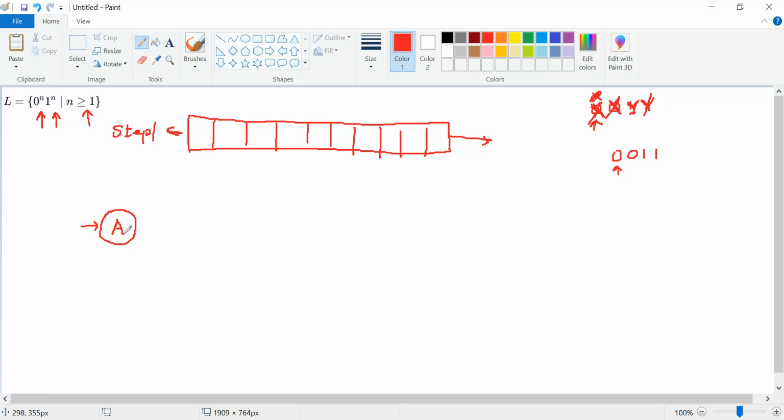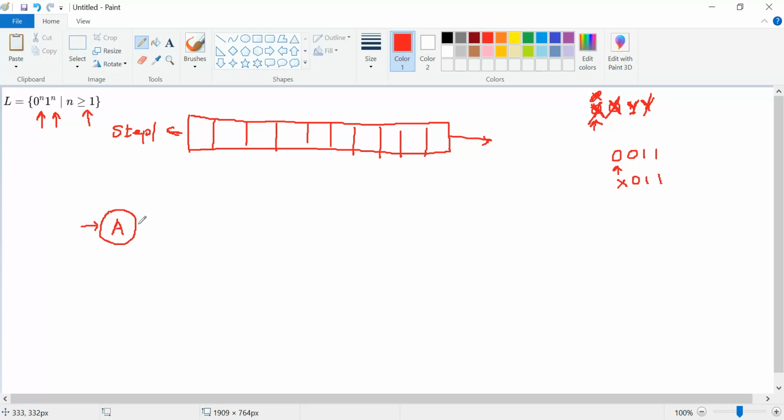When you start the machine, you first encounter zero. You are not just skipping, you have to replace that zero with x. So the second scenario will be like this: once you do that, you get x 0 1 1. This is the strategy: whenever you change something, like the direction or the tape symbol, you can include a new state.